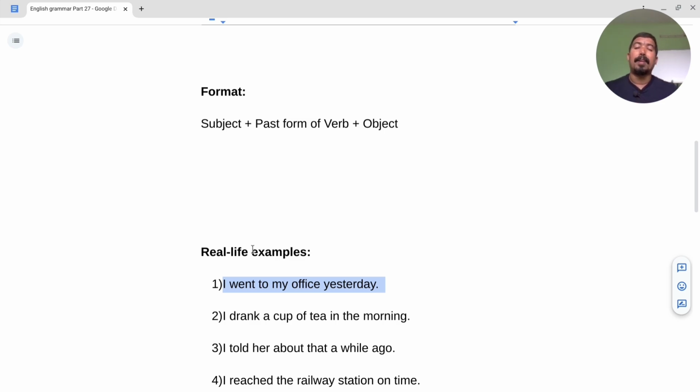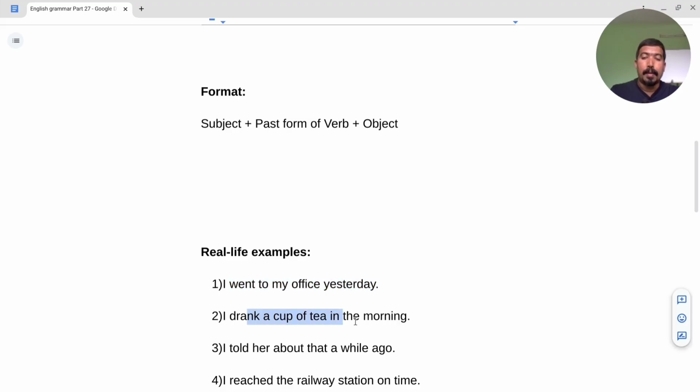So what is the difference between I go to office and I went to office? I go to office every day means that's my habit. We use the present form, subject plus present form or first form of verb, to talk about habitual actions. I go to office every day means that's what I do every single day. I went to my office yesterday means that's what I did yesterday. I go, present form, I went. I come, I came. I call, I called. I eat, I ate. Got it? Subject plus past form of verb plus object. I went to my office yesterday.